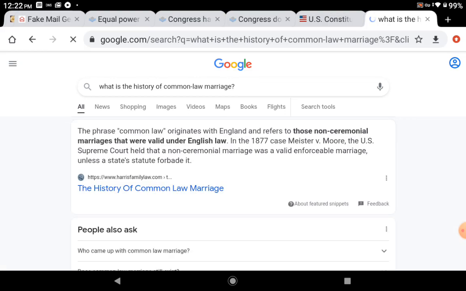You see how they did it in countries? Nobody asked for what's the history of common law marriage in countries. It was, what is the history of common law marriage? The phrase common law originates in England and refers to those non-commercial marriages or ceremonial marriages that were valid under England law. Really? Really? Really? And where did they get it from?